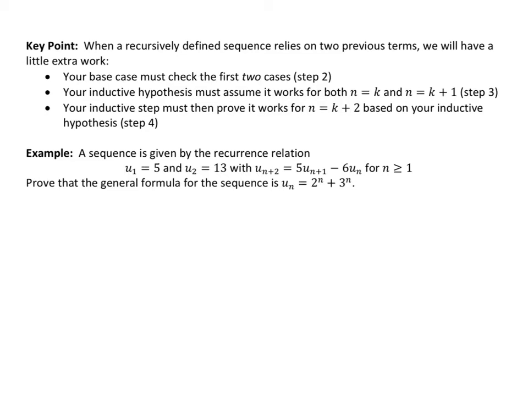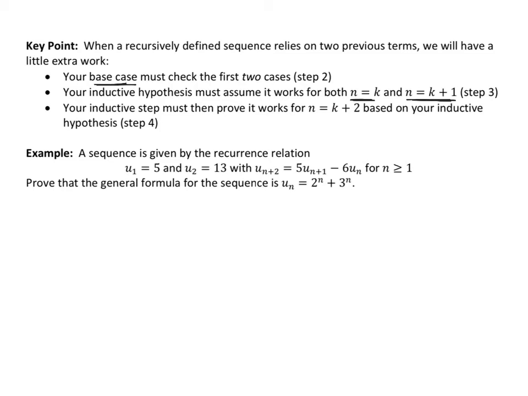First of all, your base case, you'd have to check not just that it works for the first term, but that it works for the first term and the second term. Because there's 2 of those things, we need to check that it works for both of those base cases. Second, your inductive hypothesis, which is step 3, has to assume that it works for both n equals k and n equals k plus 1. Again, because there's sort of like 2 steps in the recurrence relation, we need to make sure that our inductive hypothesis is going to cover both of those things.